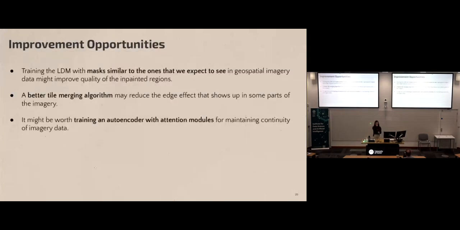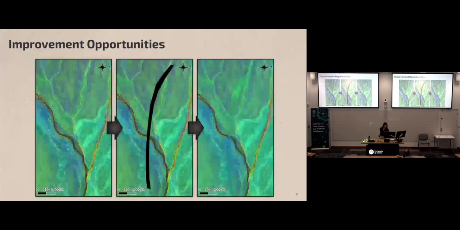And finally, to train an autoencoder with attention modules, we thought would be helpful to maintain better continuity in the texture. We have noticed that at certain times there is some occasional discontinuity in the inpainted regions. So I have provided one example for you here to get an idea of what happens. Here is one region with no surface artifacts. And what we did was that we made a fake road. We masked that fake road there, and then we did inpainting.